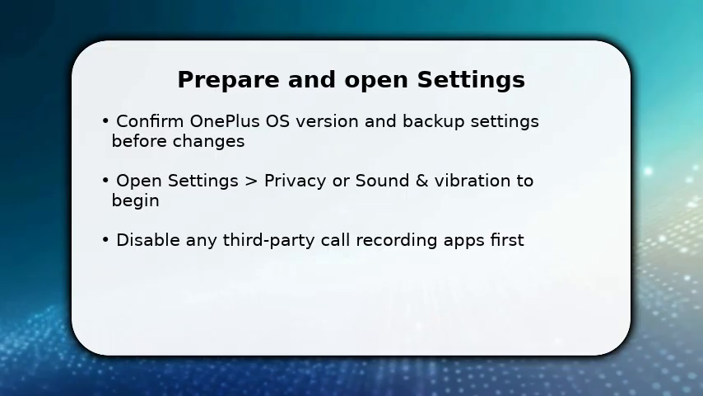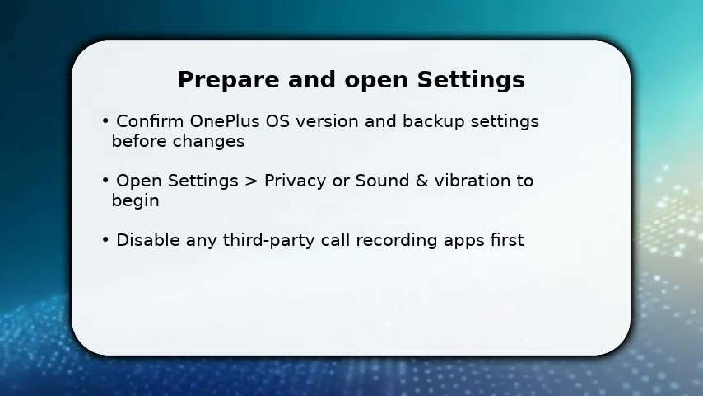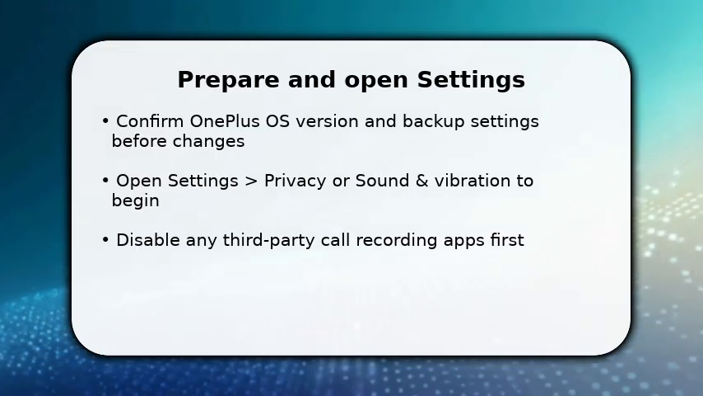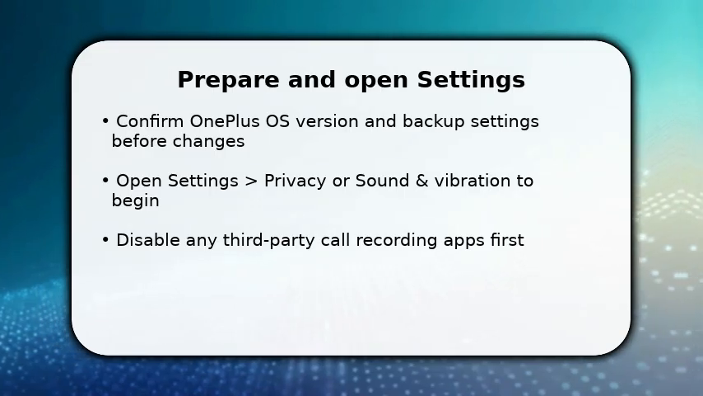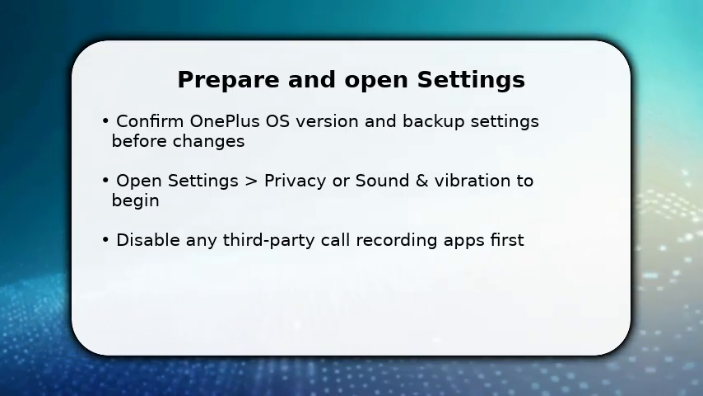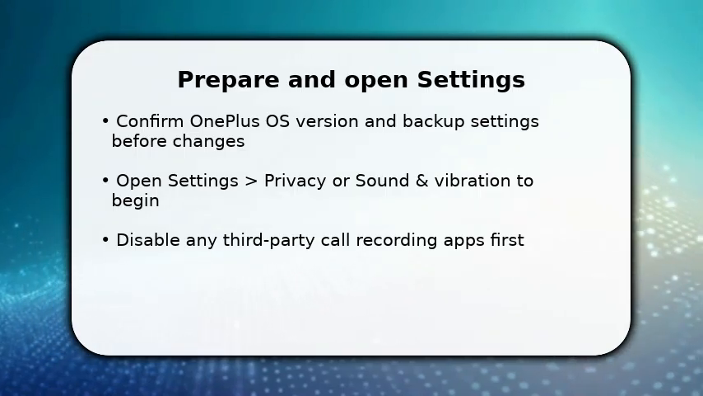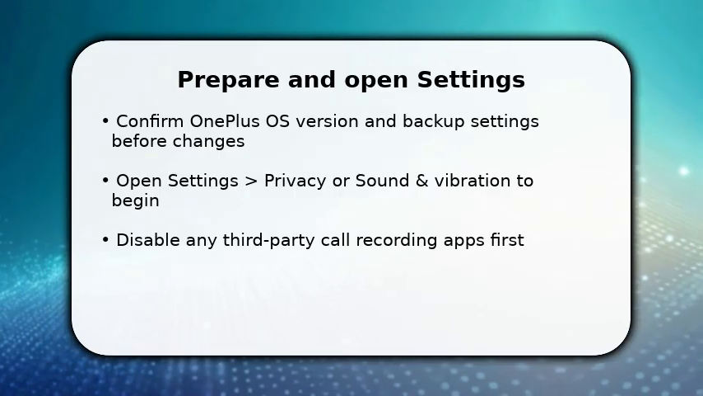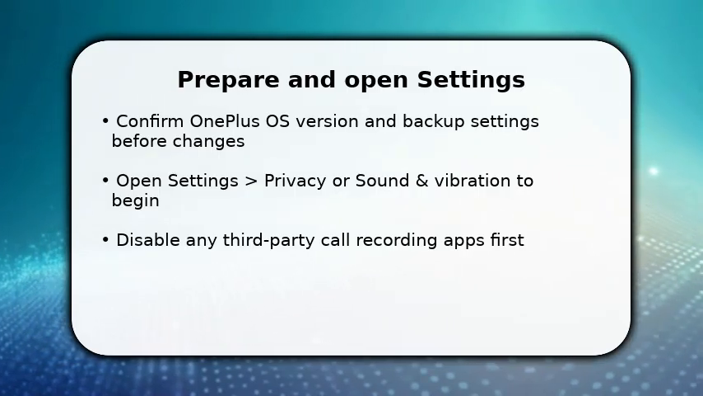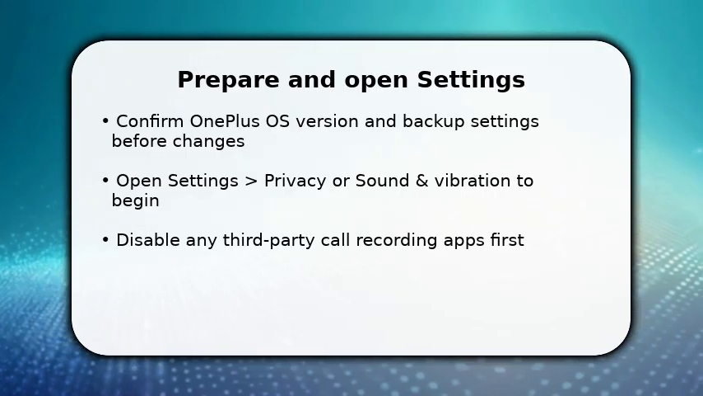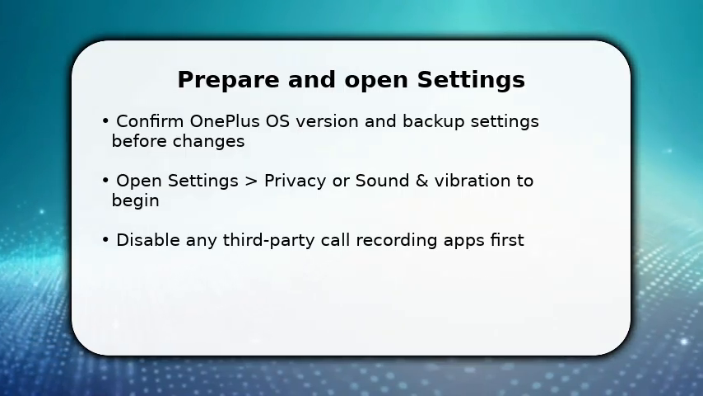You start by confirming your OnePlus model and OS version so you know which menus appear. Once done, open Settings and go directly to Privacy or Sound and Vibration. These locations hold call and recording controls. Make sure you remove or disable third-party recorder apps because they can override system behavior. You do this now to avoid conflicts.